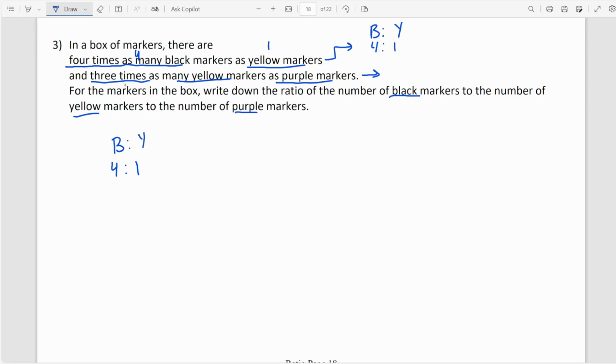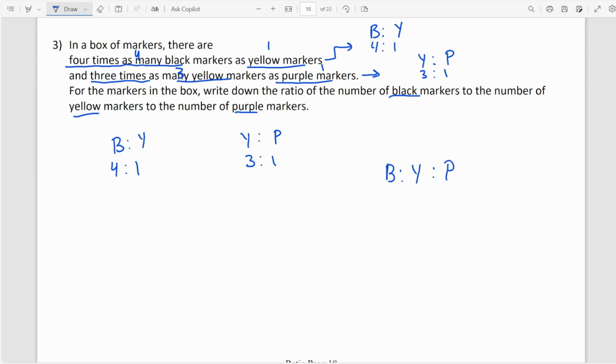As for the second sentence, 3 times as many yellow as purple. So the ratio is between yellow and purple. And we can see that there's 3 times as many yellow. So for every 1 purple, we have 3 yellow, okay? So 3 and 1, and I will go ahead and also write this down over here. And the question is asking us to write the ratio of black to yellow and to purple.